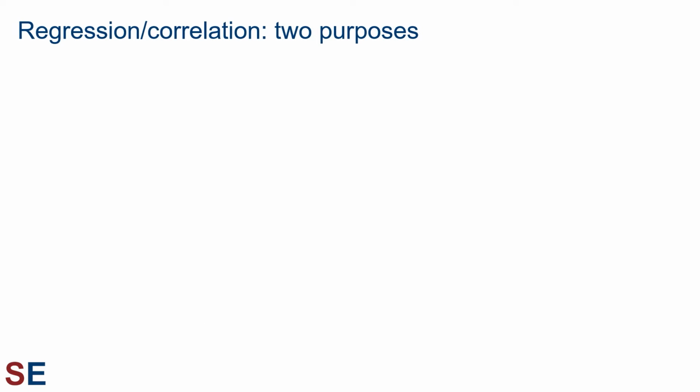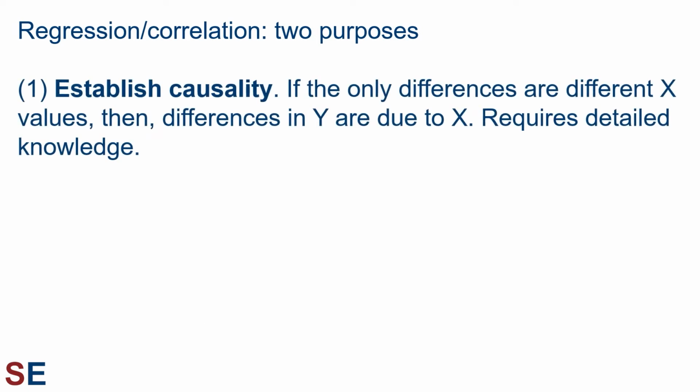A regression or correlation analysis generally has two purposes. First, to establish causality. If we know that the only differences in our data are different x values, then differences in the y values we see are due to those different x values. If that's the case, then we can conclude that whatever the x-axis represents is causing or influencing the values represented by the y-axis. However, this requires detailed knowledge of the overall system so that we can be sure that other things aren't causing an apparent relationship.